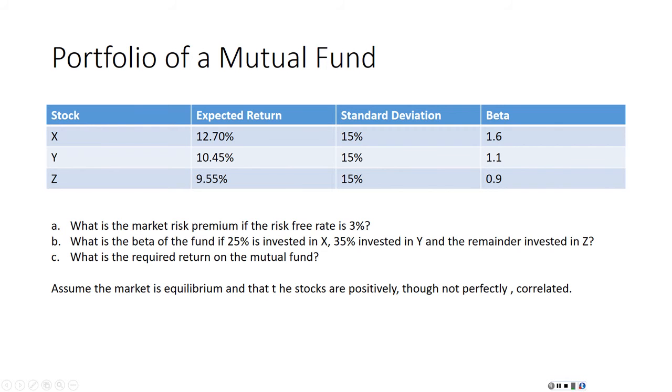The second question is, what is the beta of the fund if 25% is invested in X, 35% in Y, and the remainder invested in stock Z? And C, what is the required return on the mutual fund? Assume the market is in equilibrium and that the stocks are positively, though not perfectly, correlated.